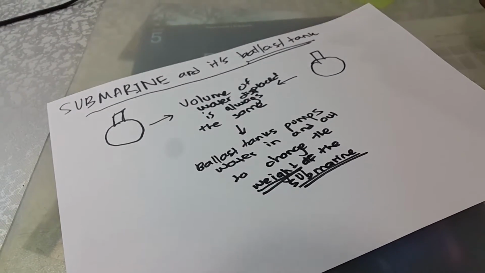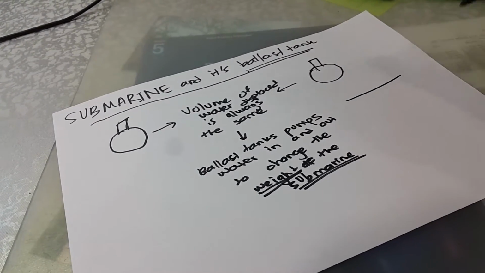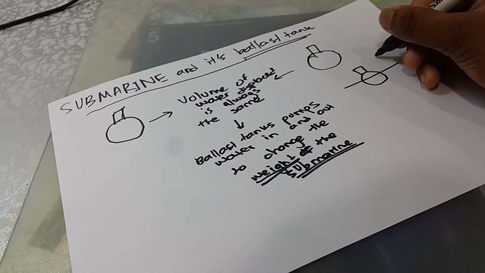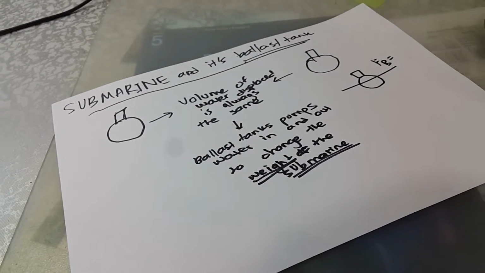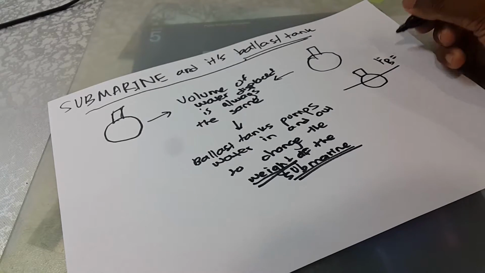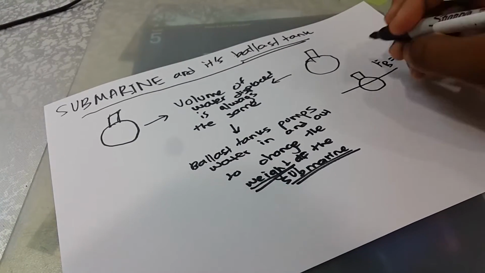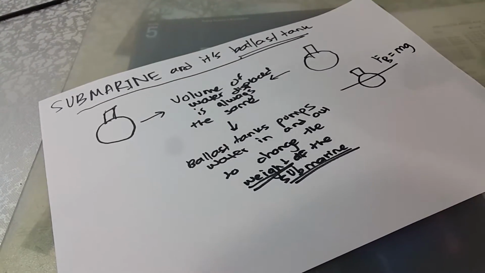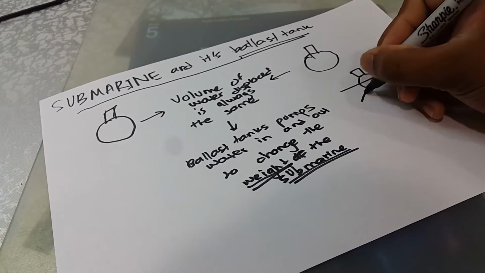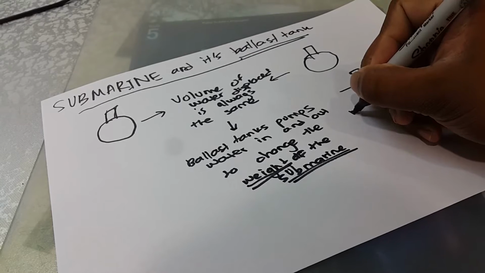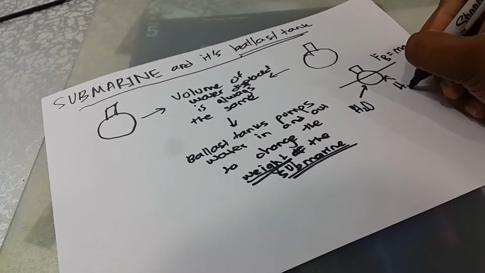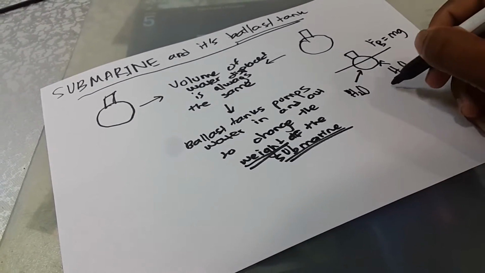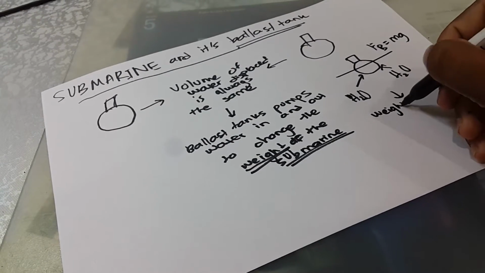So let's say the submarine, when the ballast tanks are empty, can float. Okay? So the buoyant force is equal to the weight of the submarine right now, with the ballast tanks empty. So now the submarine pumps in water, so water goes inside the ballast tank, so the weight of the submarine will now increase, right?